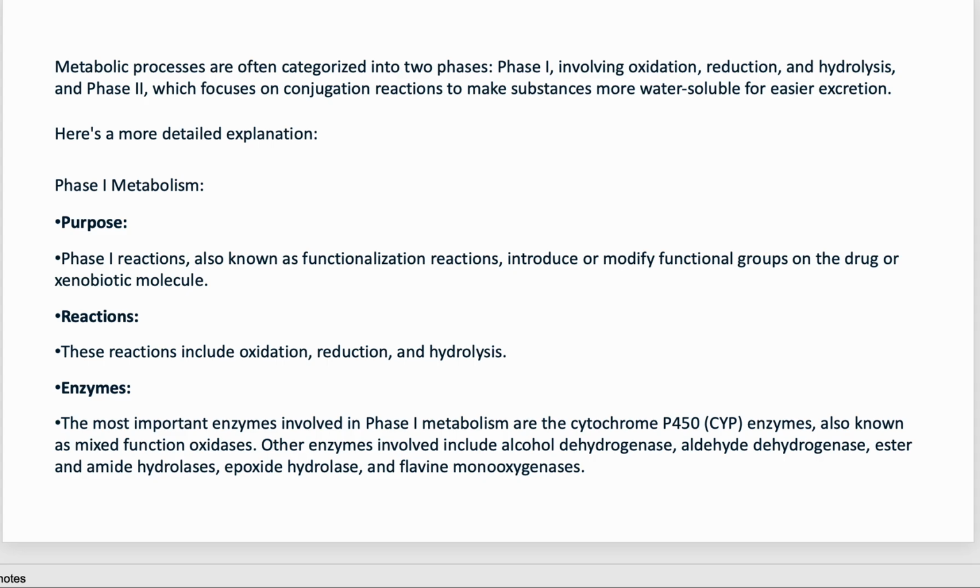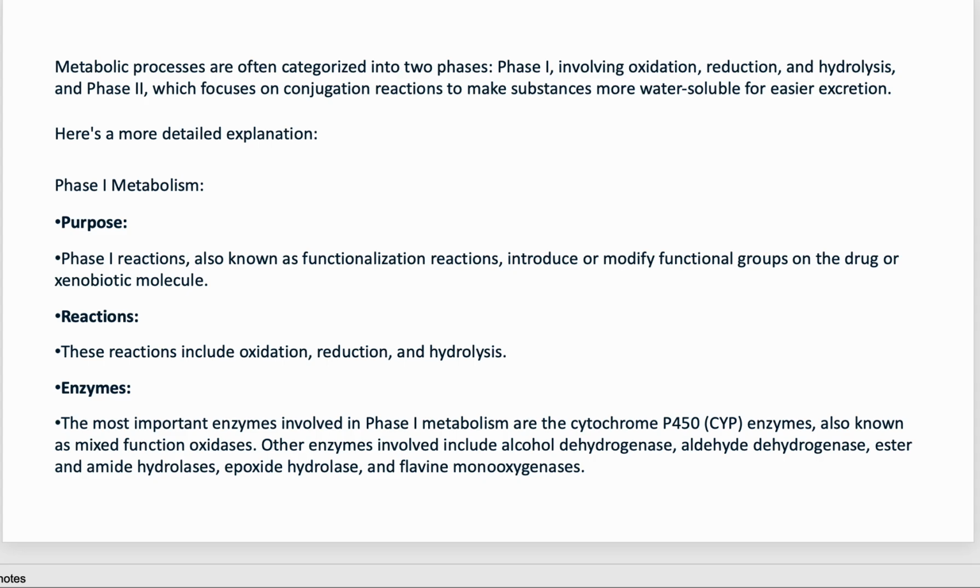So phase one involves oxidation, reduction, hydrolysis. Phase two focuses more on conjugation, where it makes the metabolites more water soluble for easier excretion. Phase one is also known as functionalization reaction. It introduces or modifies functional groups on the drug or xenobiotic molecule via oxidation, reduction, or hydrolysis.